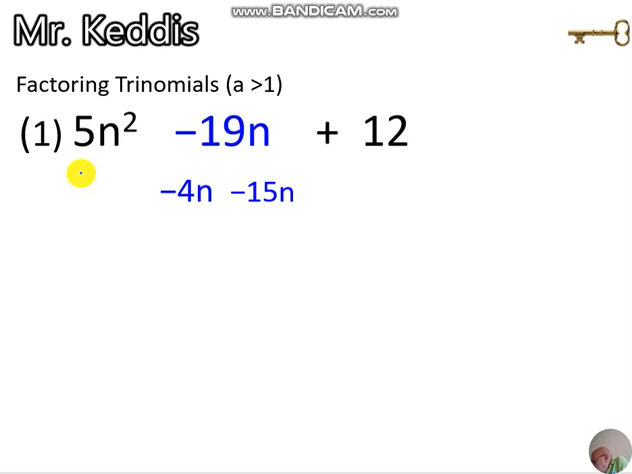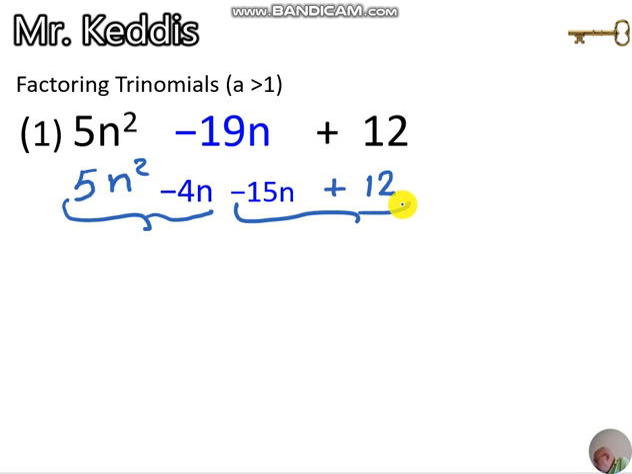5n squared under 5n squared, plus 12 under 12. I group them. You have 5n squared and minus 4n here. I take n as a common factor. I multiply this by 5n: n times 5n, I get 5n squared, minus 4.